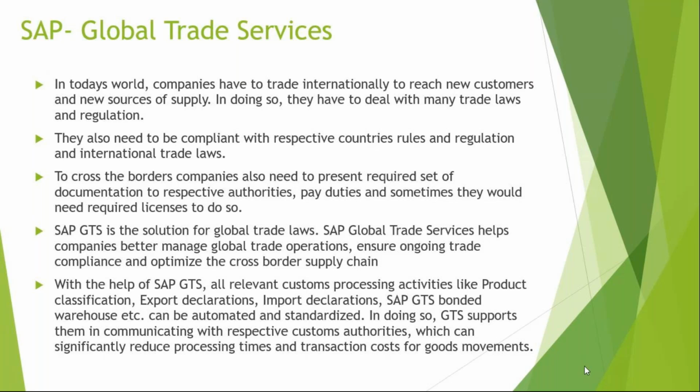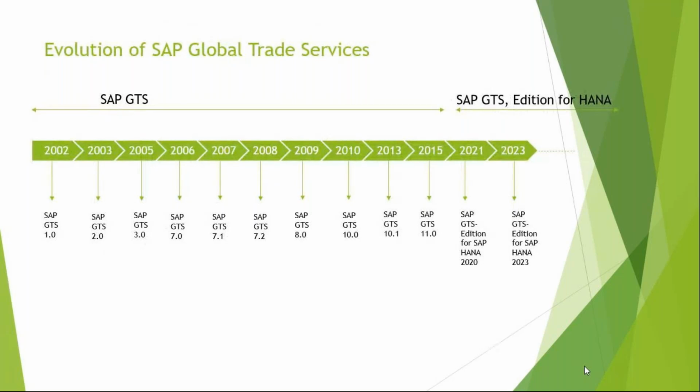So now let's see the evolution of SAP GTS. You all know that SAP GTS started in the year 2002. In 2002 itself, SAP introduced this module with the first version, SAP GTS 1.0. And since then, many versions have come into the picture, like SAP GTS 2.0, 3.0, 7.0, 7.1, 7.2, 8.0, 10.0, 10.1, and 11.0.